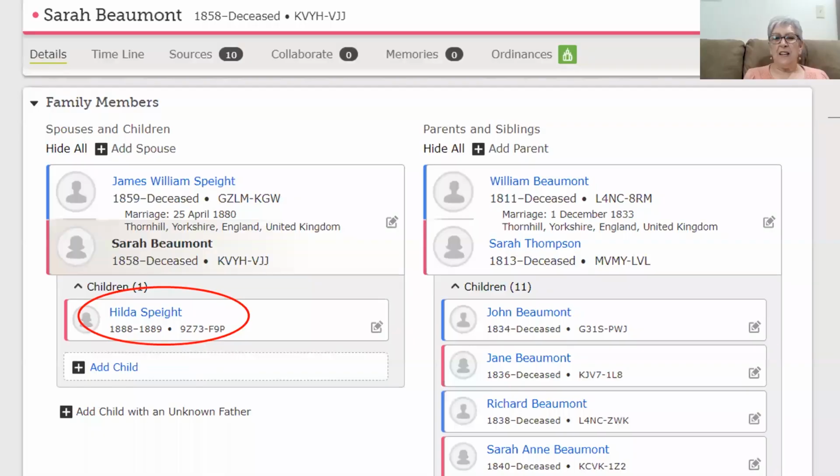Here's an example of this. A few days ago, I was adding a grandchild to the William Beaumont and Sarah Thompson family that I had found. Her name was Hilda Spate. I thought that was kind of an unusual name, and she died at an early age, but in spite of that, I kept getting hints from FamilySearch that didn't seem to fit the profile of this child. So I decided to check on the GRO.